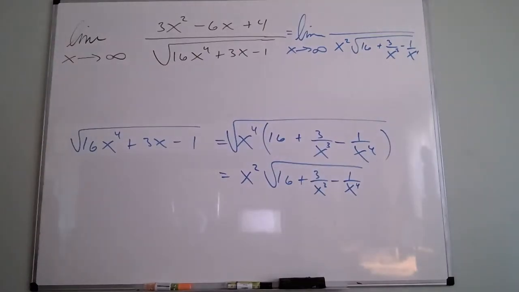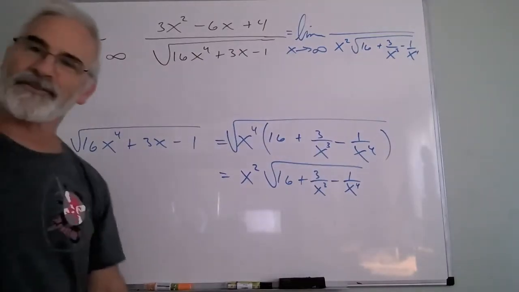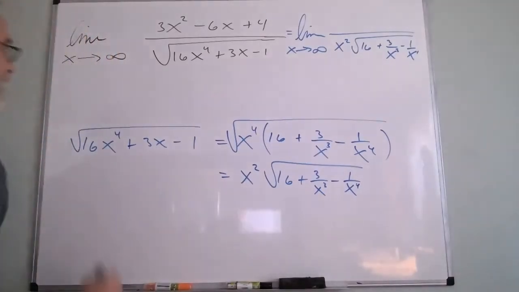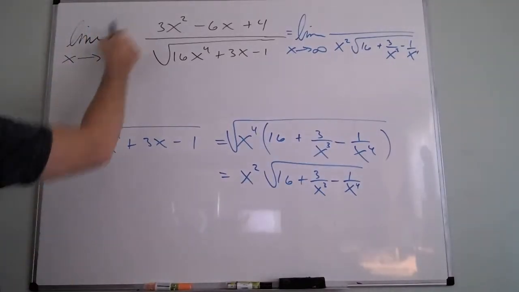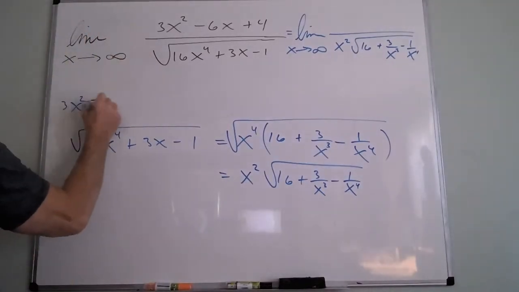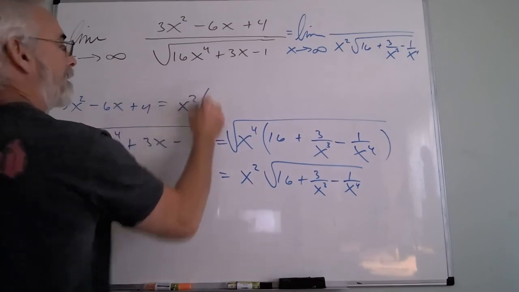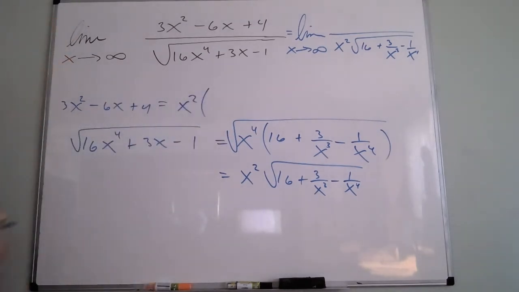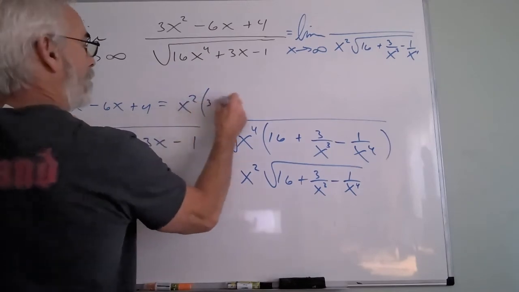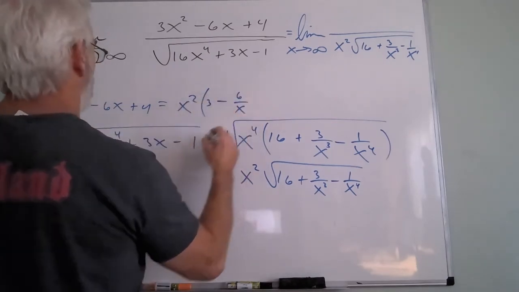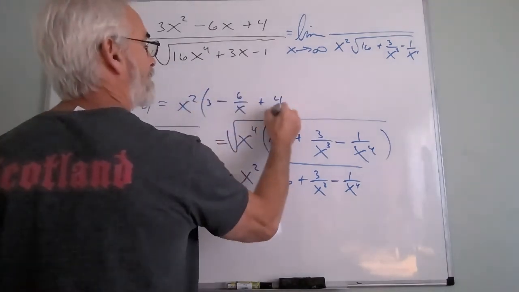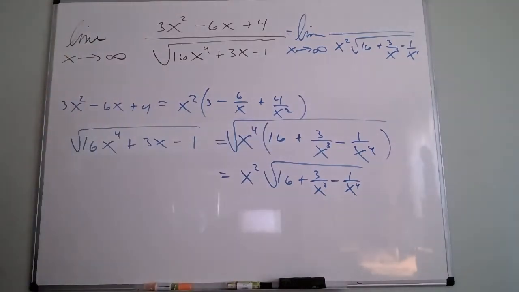Okay. What about the top? Can I factor out the x squared on the top also? Huh, let's do that. And I actually want to factor out the x squared. What would that leave me with on top? 3 minus 6 over x plus 4 over x squared. And there's no root, so that one's pretty easy.